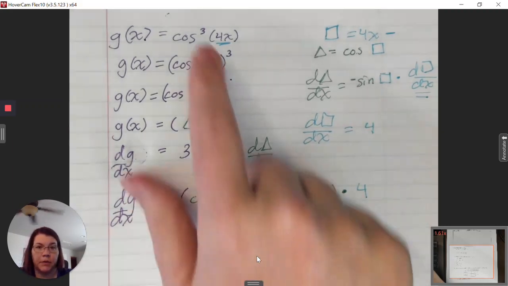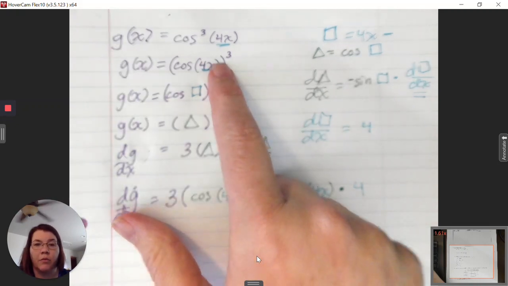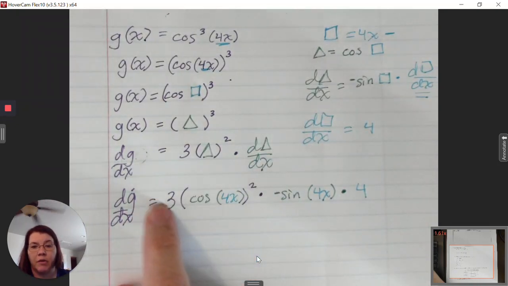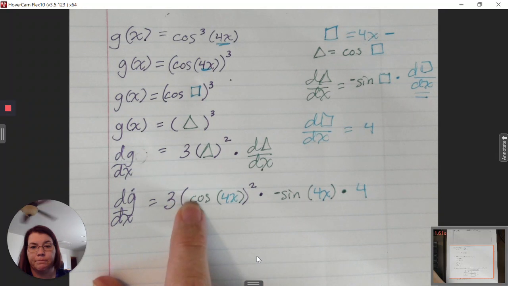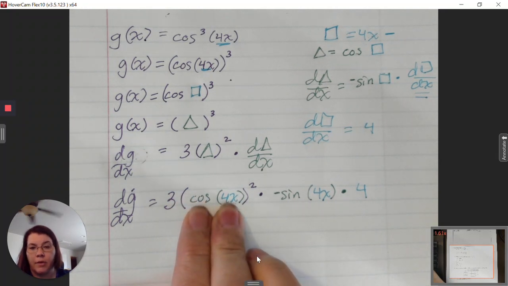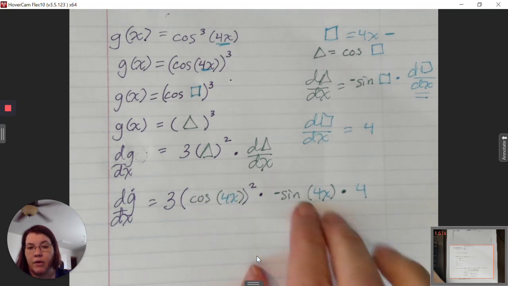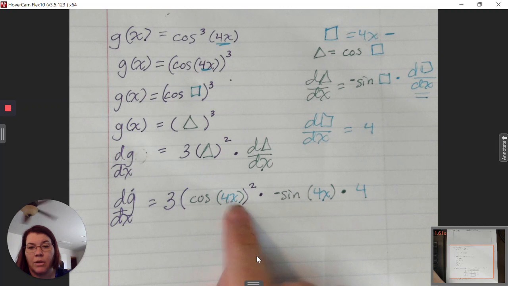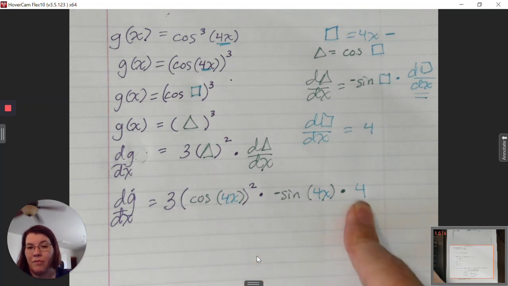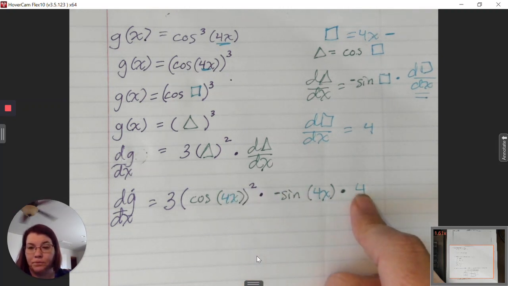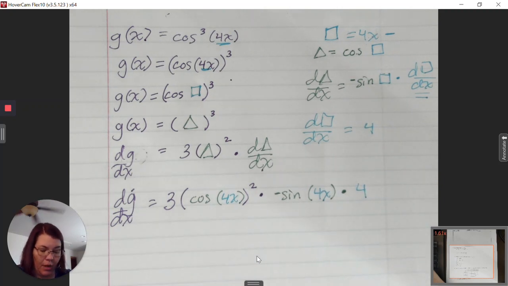So if this was my problem and I was confronted with this, I would rewrite it like this. Then I would take the derivative using the power rule of the outside. Then I would look inside the parentheses and I see cosine. Derivative of cosine is sine. Negative sine. So derivative there, right there. Then I look inside again and I take the derivative. Again, this is a double chain. Double chains are harder.